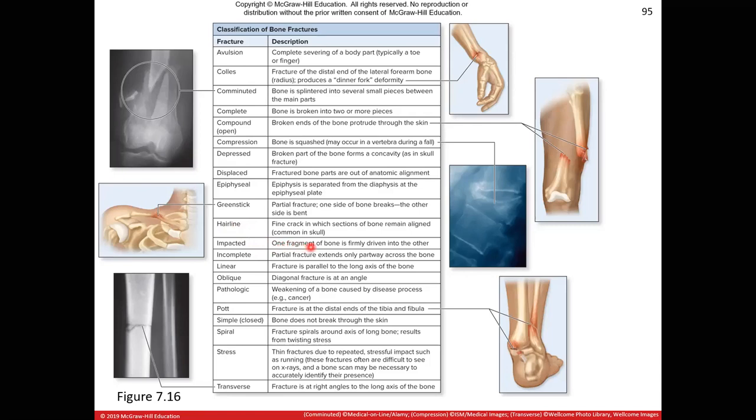Impacted is where one fragment of the bone is firmly driven into another. A spiral fracture is where the fracture actually spirals up the bone itself. Stress fracture we talked about. Transverse fracture, you can see how it basically goes straight across. So all of these, you'll want to have a pretty decent idea of what they are. But again, most of the names really tell the story of what type of fracture it is.